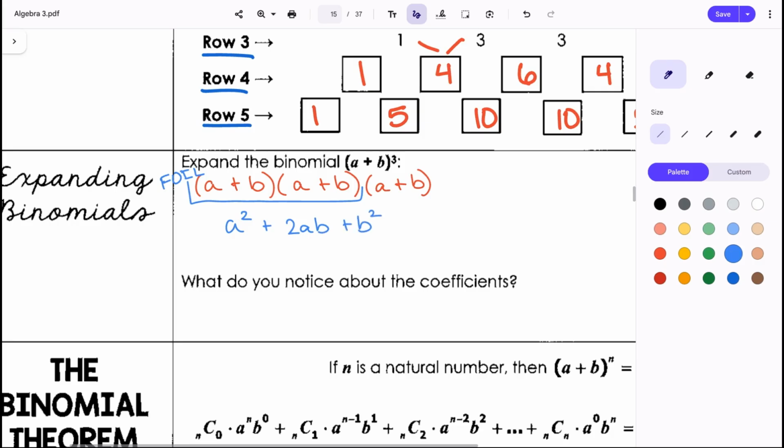That's after you multiply all the terms and simplify. Then I would have to take this and multiply by that third a plus b. I would either distribute or set up the box method to multiply these. And eventually, after you multiply everything, it comes out to be a to the third plus 3a squared b plus 3ab squared plus b to the third.